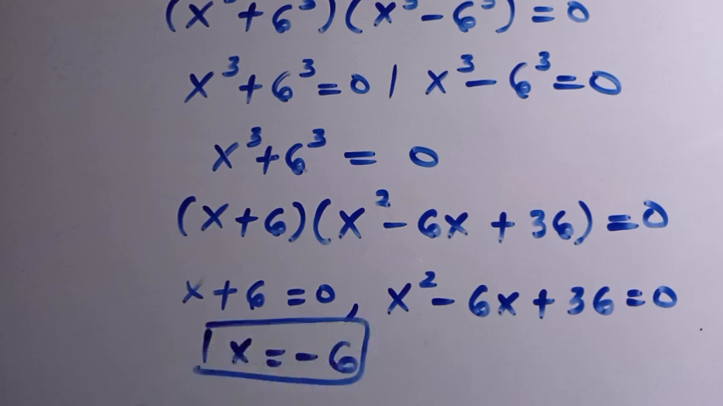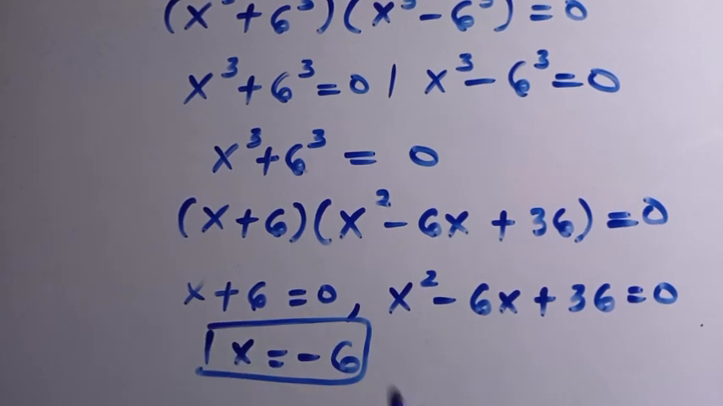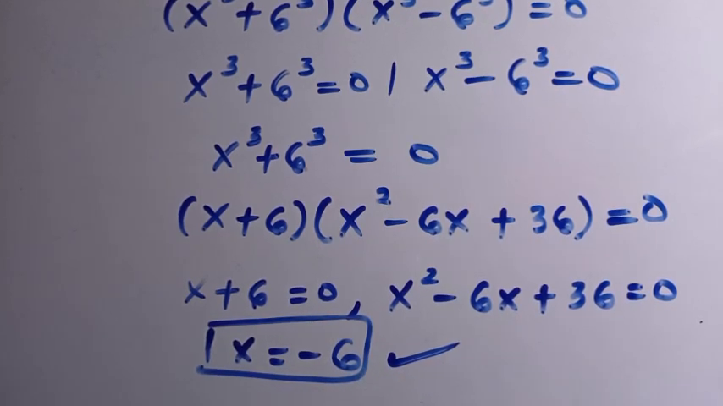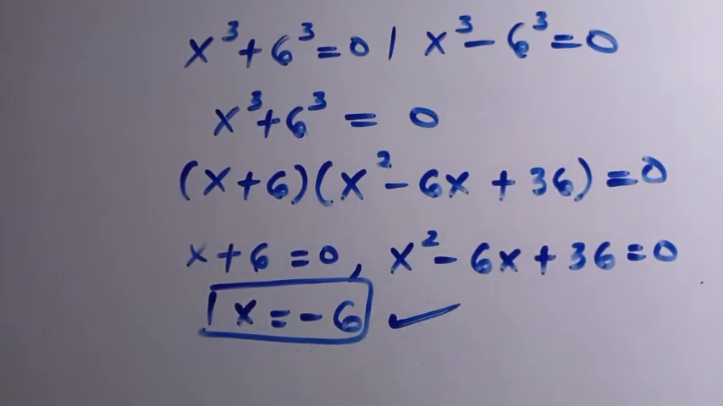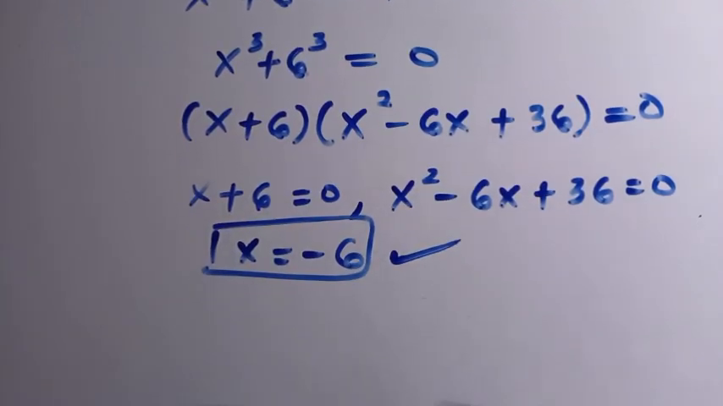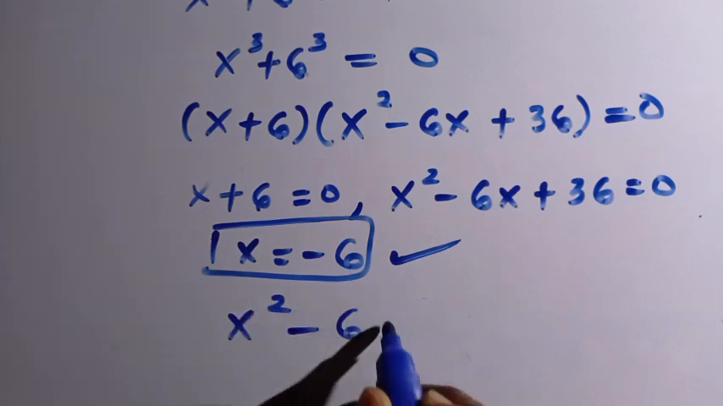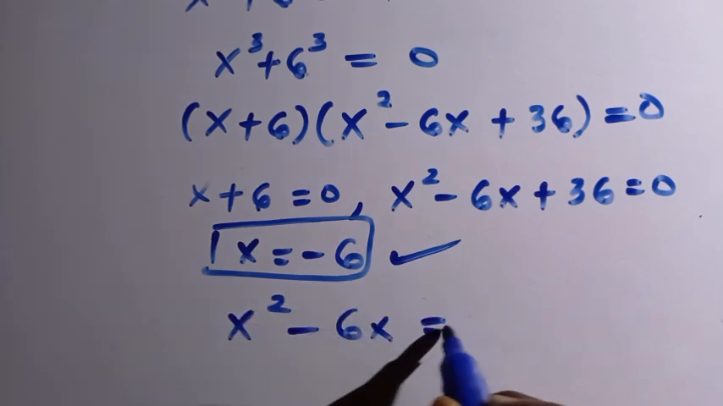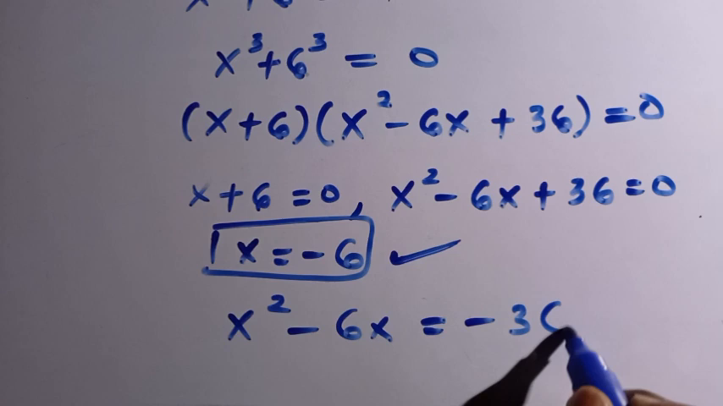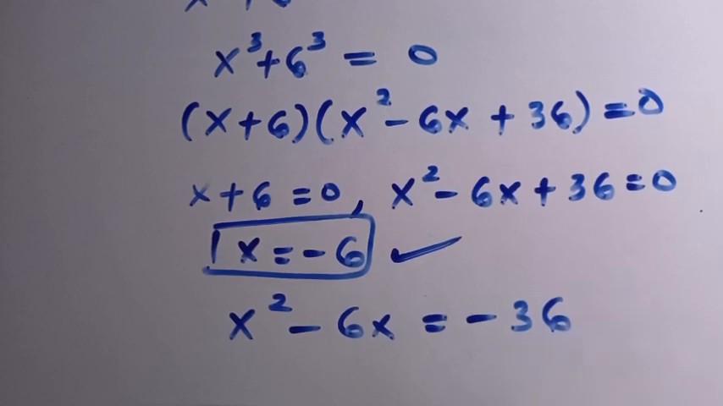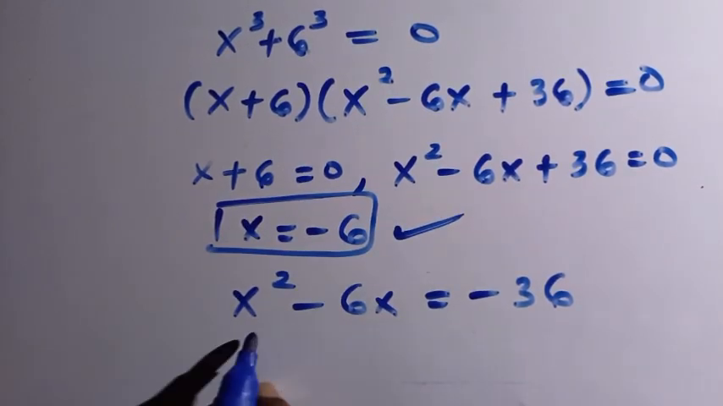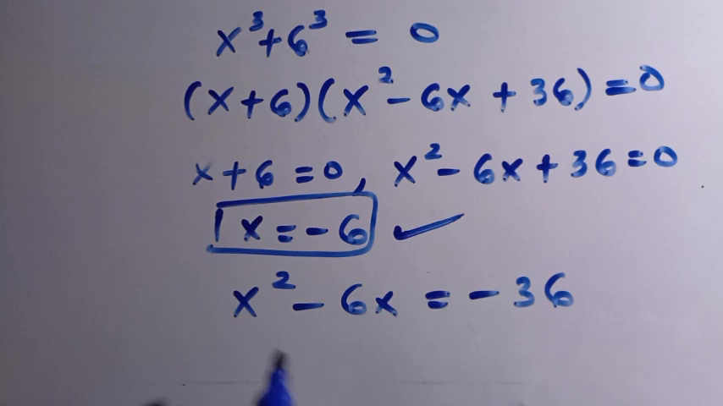So out of the 6 solutions we are going to get, here is 1 of them. Then let's deal with this, which is a quadratic equation. We have x^2 minus 6x. Suppose I transfer 36 to the other side, we have this as minus 36. Then on both sides, let's add 9.